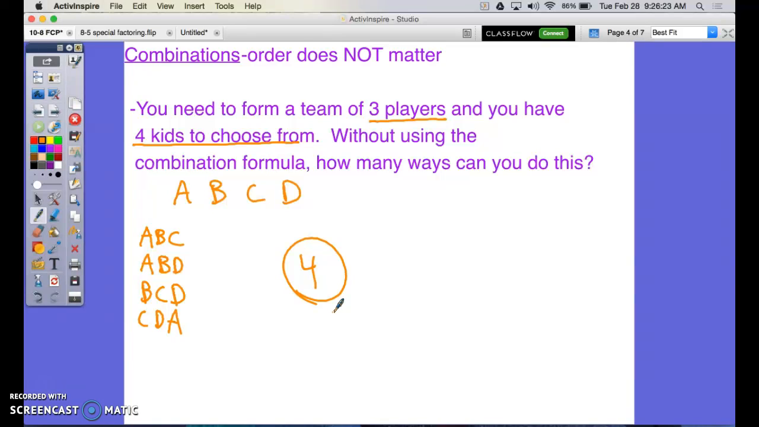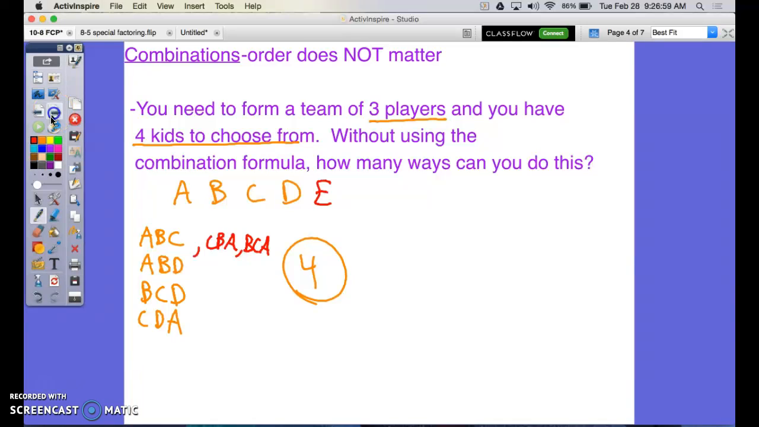The numbers they give you on a standardized test are going to be doable so that you can just simply exhaust all of your options. Even if there were 5 kids to choose from, if I added a letter E here, it still would not increase my possibilities that much. It would still be very doable to just sit there and list them. And once again, the reason why the order does not matter is because I am not giving them any title. If I said the order mattered, then ABC would be different from CBA and BCA and so on. But in this case, it is not.